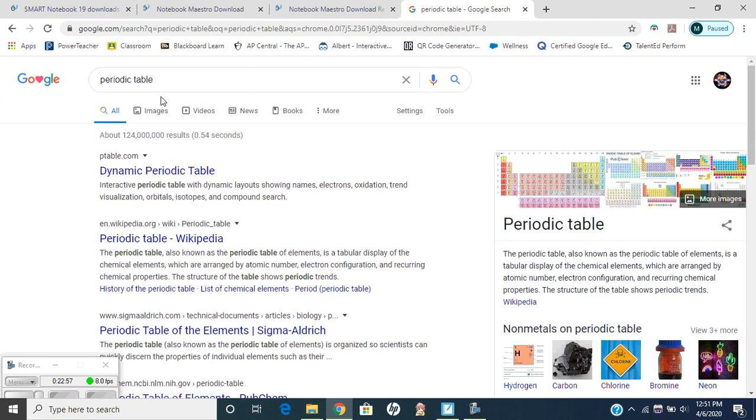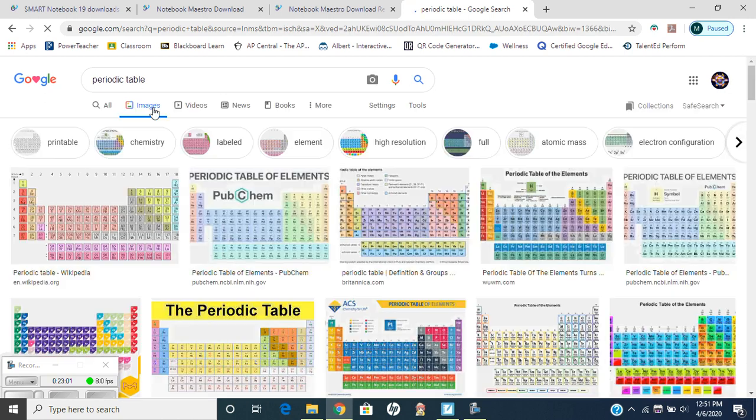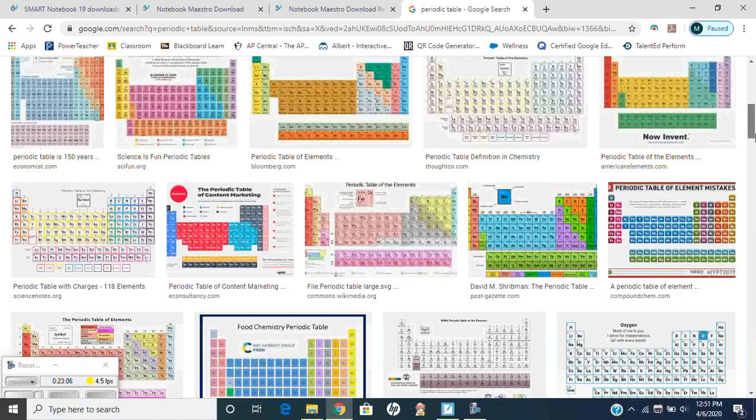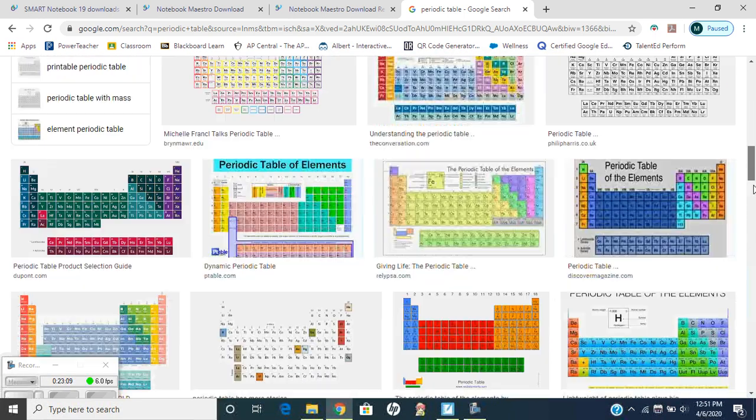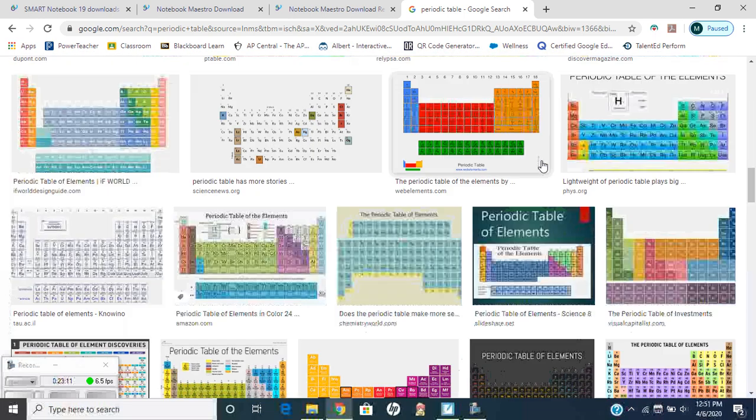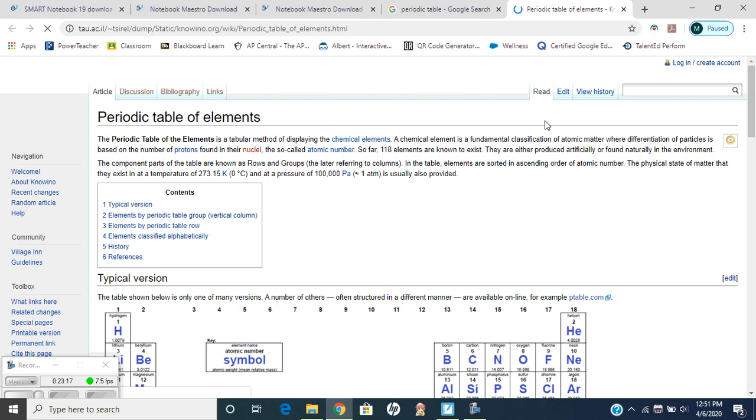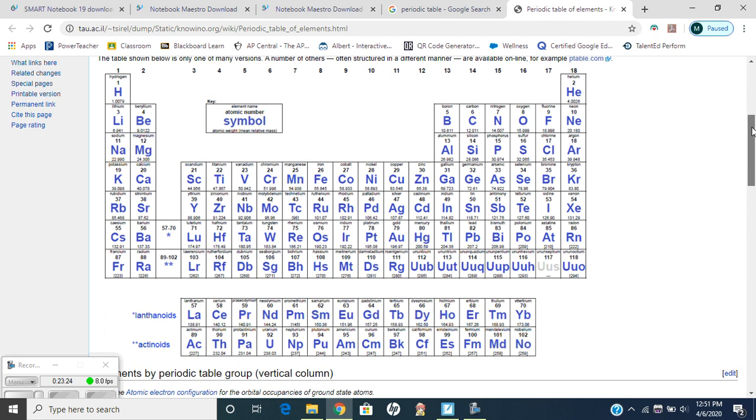Because this way, if you guys don't have your periodic table, you can pull one up online, just like what I'm doing. I'm trying to find one that's similar to what we use in class. There we go. Hopefully that's right. Okay, cool. I'm going to scroll this down so you guys can see the periodic table.